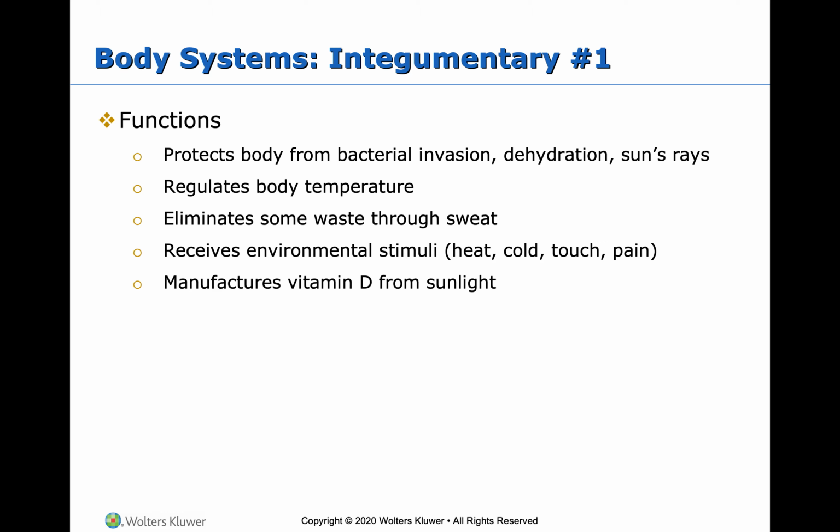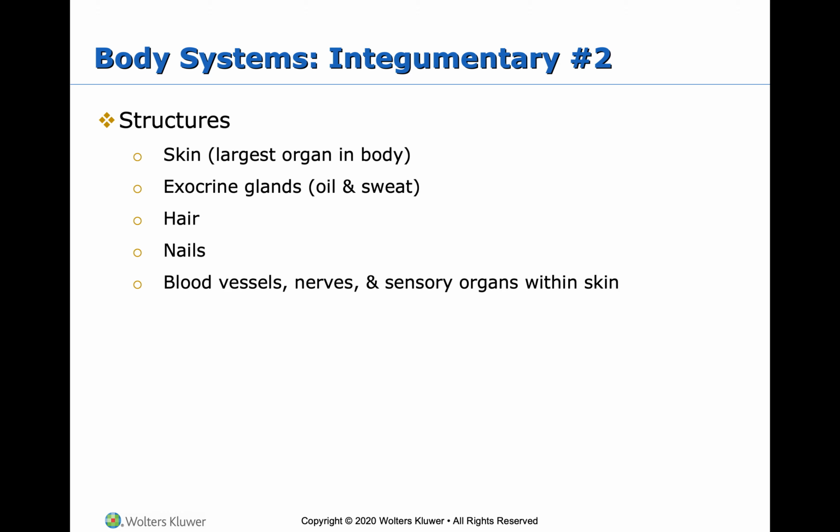I think we're going to go into the structures next. Okay, so the structures included in your integumentary system are not just your skin. It's also your exocrine glands, which are like oil and sweat glands. These help lubricate the skin and keep it from drying and cracking. Your hair is a part of your integumentary system. That's also for protection or sensory adaptation.